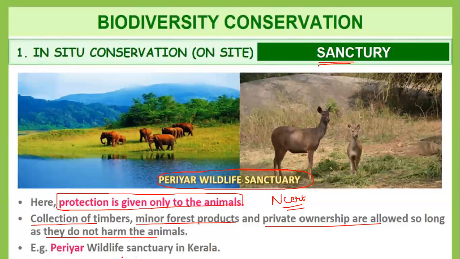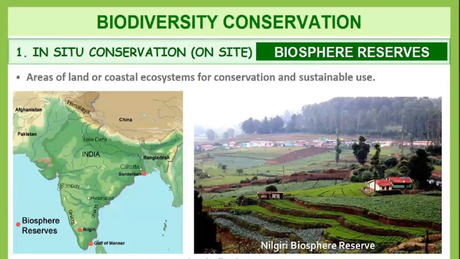For example, the Periyar Wildlife Sanctuary in Kerala is an example of a wildlife sanctuary. Next, you have the Biosphere Reserve. A Biosphere Reserve is an area of land or coastal ecosystem for conservation and sustainable use.